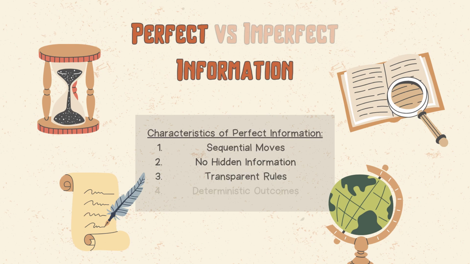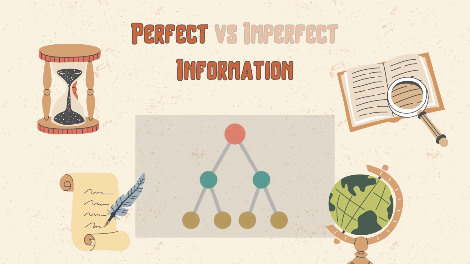options. Transparent rules: the rules governing the game are fully known and understood by all players, leaving no room for ambiguity or uncertainty. Deterministic outcomes: the consequences of each action are predetermined and do not involve chance or random elements. These requirements ensure that players have equal access to information, allowing for strategic planning, rational decision-making, and the absence of luck or hidden knowledge. Perfect information games are often represented using extensive form game trees, where each node represents a decision point and the edges denote possible actions. We will cover this in our next video.